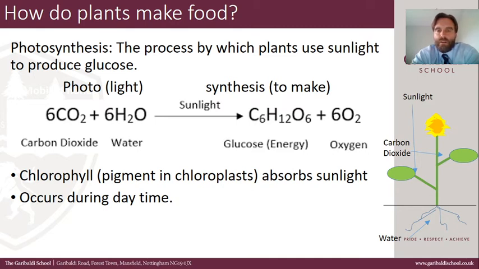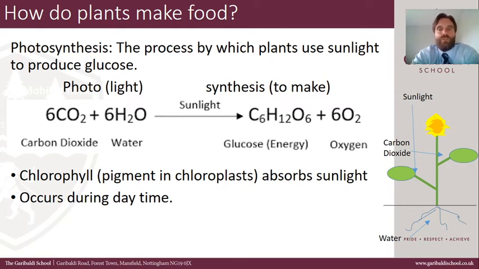Now, plants have green leaves generally. Some of them don't, but most of them are green, and that's due to chlorophyll, which is a pigment in all the chloroplasts, which are the important part in each cell that allows photosynthesis to take place. And remember that chloroplasts aren't in animal cells, because we don't do photosynthesis.